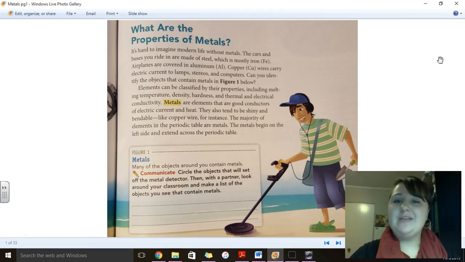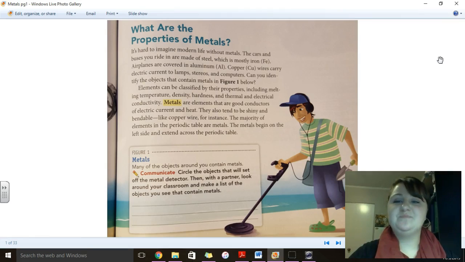It's hard to imagine modern life without metals. The cars and buses you ride in are made of steel, which is mostly iron, Fe. Airplanes are covered in aluminum, Al. Copper, Cu, wires carry electric current to lamps, stereos, and computers. Can you identify the objects that contain metals in figure 1 below?